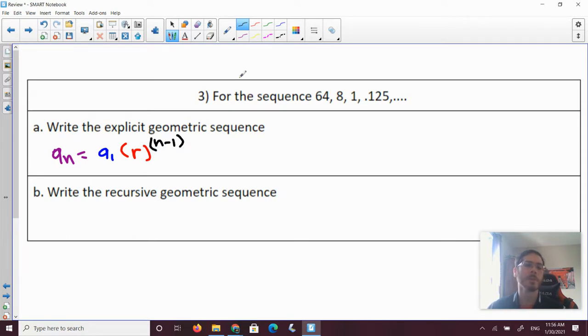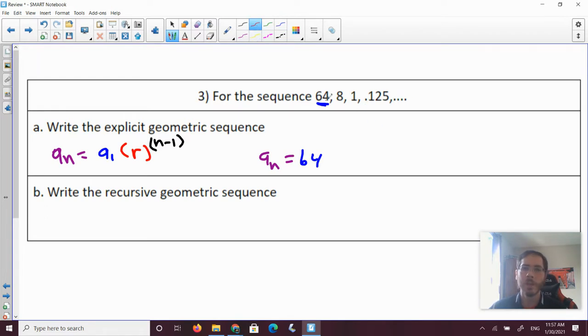I'm going to put that in parentheses too. I like all the parentheses. You don't need all the parentheses if you don't want them. But we said A sub n always stays the same. A sub 1 is the first number in the sequence, so A sub 1 is 64. And then r is what we're multiplying by every time.